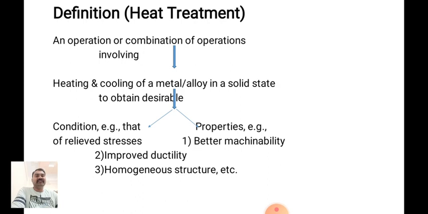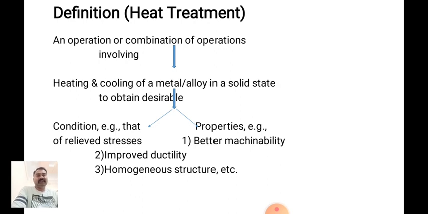In order to increase the machinability, improve the ductility and homogeneous structure. Now we know that for the different working processes, different properties must be possessed by the component, or by the metals or alloys. So whatever properties are desired for the actual working process, those properties will be developed by performing the heat treatment process. That's why we will have to obtain the desirable condition as well as some desirable properties.